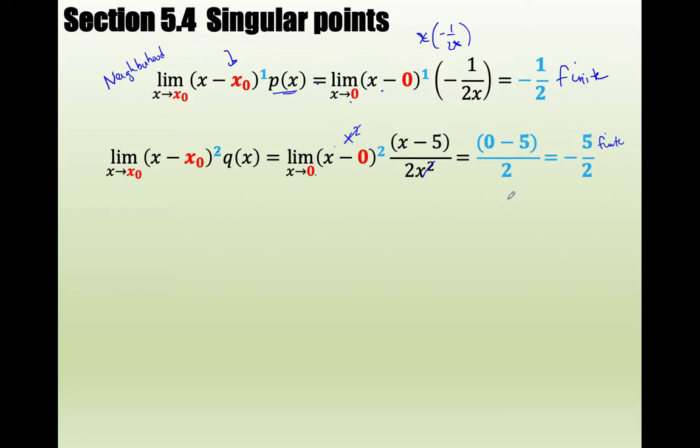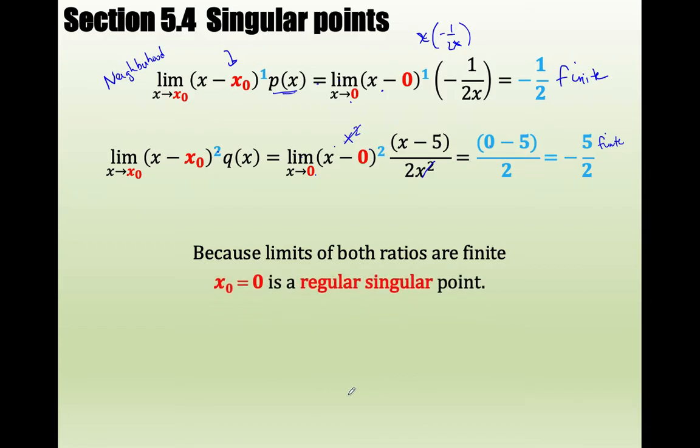So here, the function behaves, both multiplying times my y and multiplying times y prime, both behave around the point of singularity. So we can say that with the Taylor series, you only have to worry about that point, that we're okay using the Taylor series in the neighborhood around the center. Because the limits of both of these ratios are finite, I can say that 0 is a regular singular point.